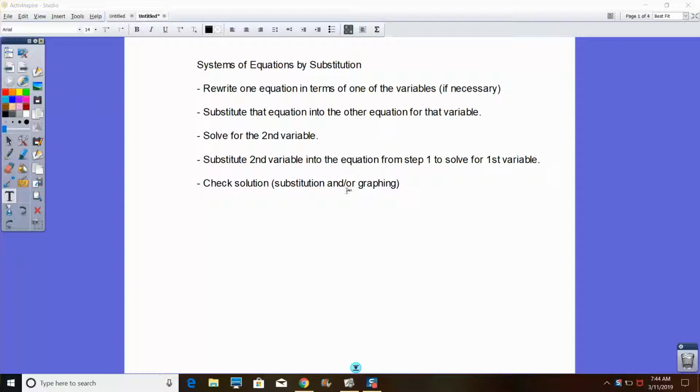Today's video is about systems of equations. We're going to be examining how to solve systems of equations using the substitution method. I'll be using three separate, relatively simple examples to illustrate what to do.